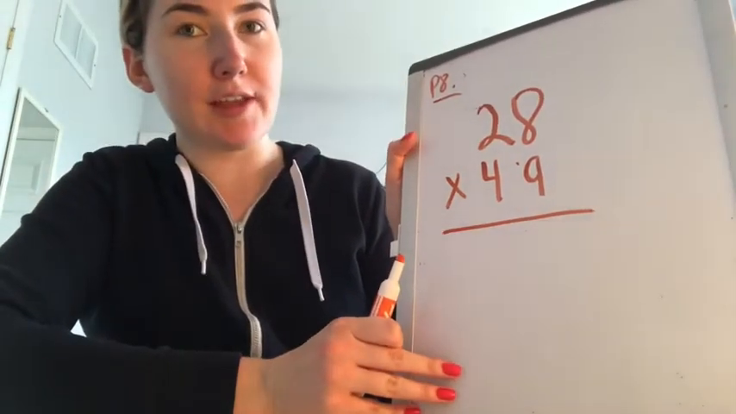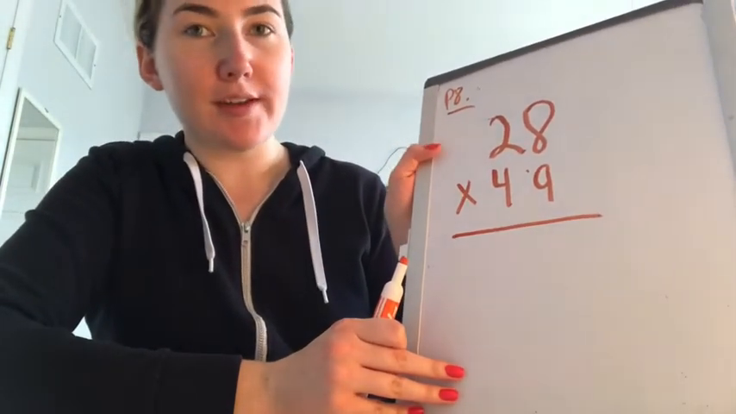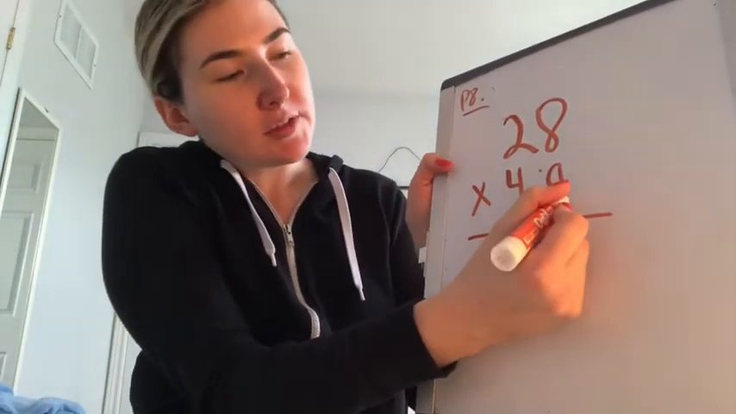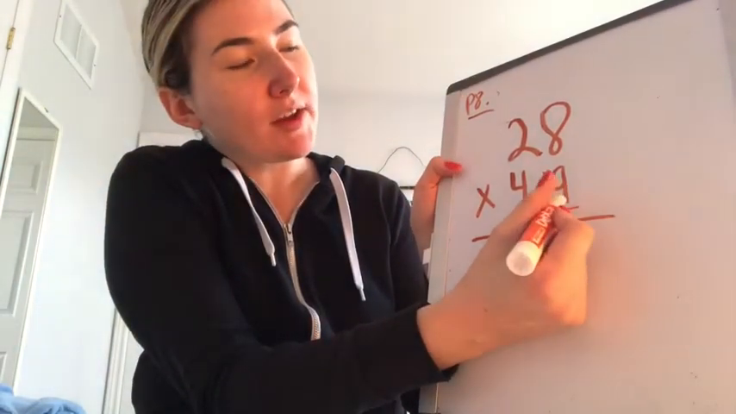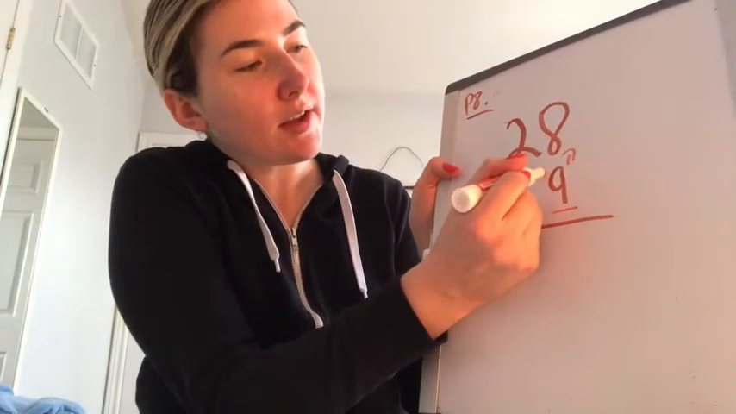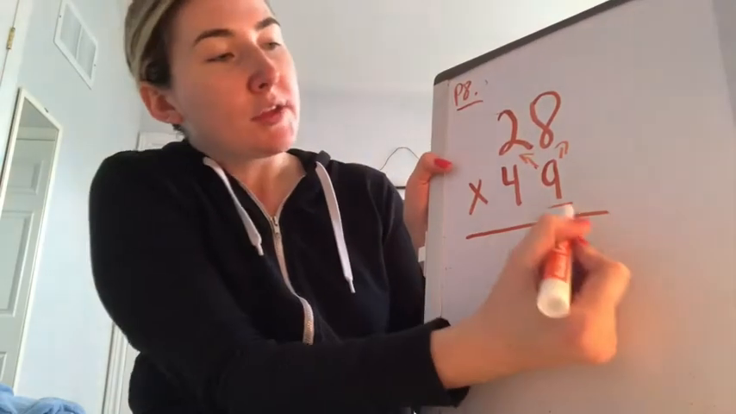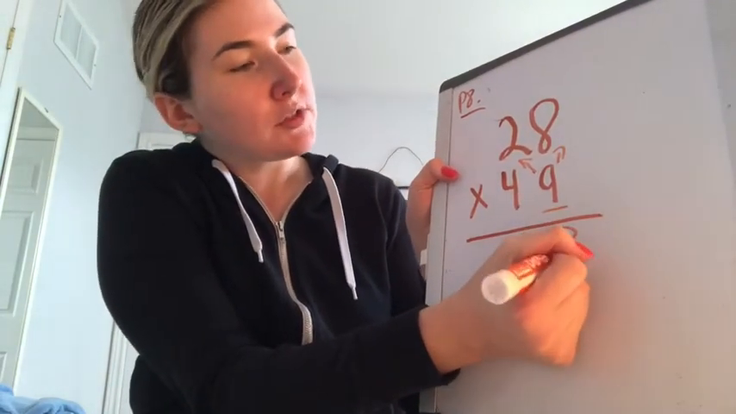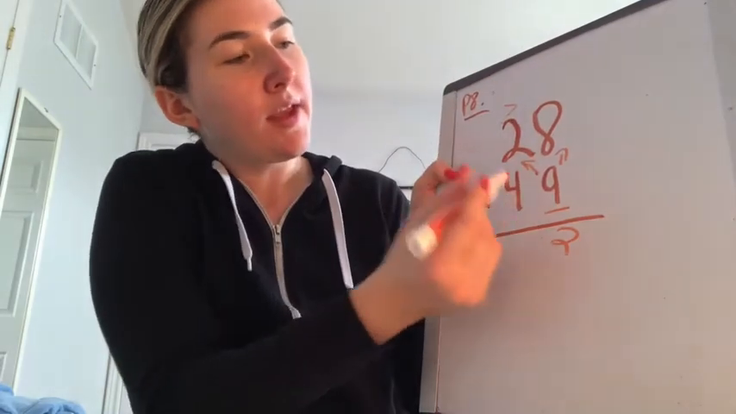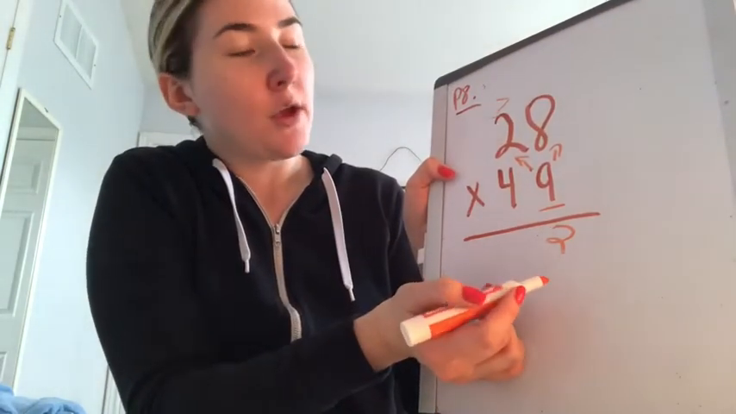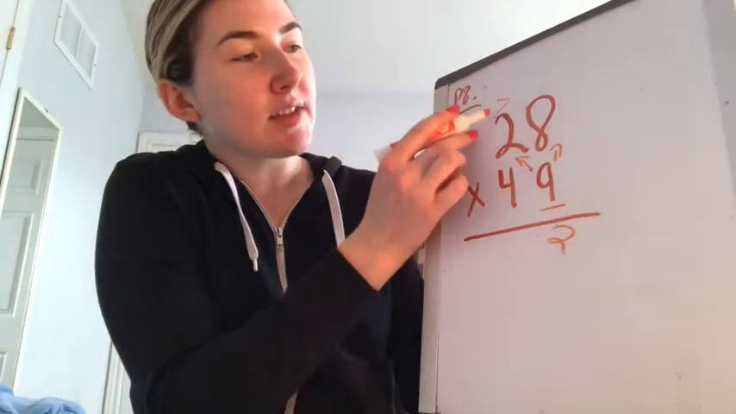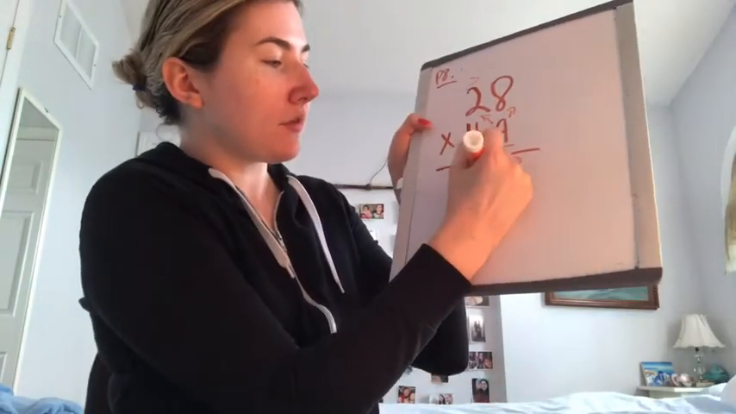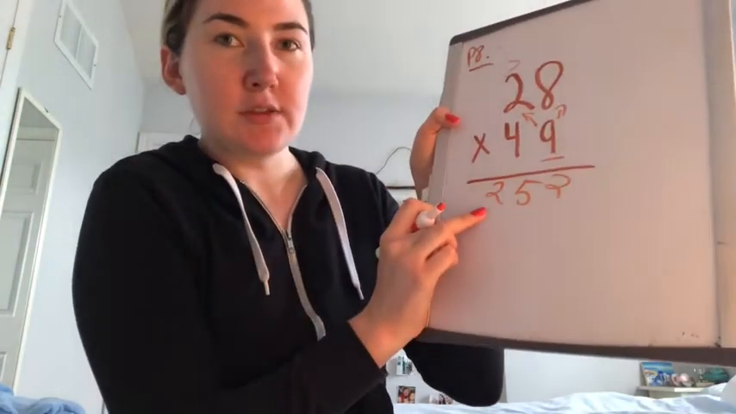So for part 8, we have some multiplication, addition, and subtraction problems. So let's do the first one together. We have 28 times 49. So my first step is going to multiply the 9. So we have 9 times 8 and 9 times 2. So we know 9 times 8 equals 72. I'll drop the 2 and carry the 7. And next we have 2 times 9, which will give us 18, plus the 7 on top will give us 25. So our first answer is 252.